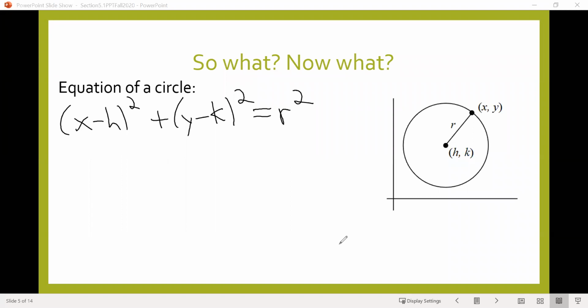Notice first of all, those values h and k come from the coordinates of the center of the circle. And r here, as I mentioned, is the length of the radius of the circle. As a reminder, a radius is the distance from the center of the circle to any point on the outside of the circle, like this part I just highlighted.